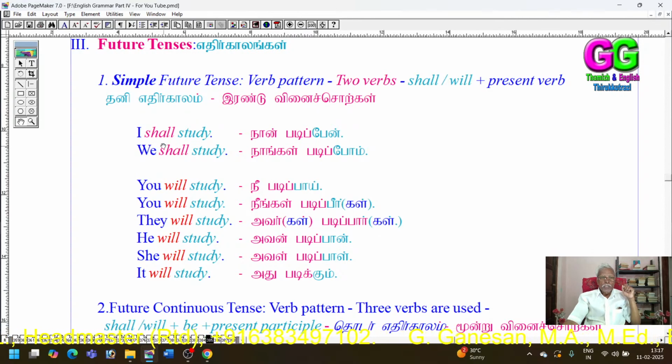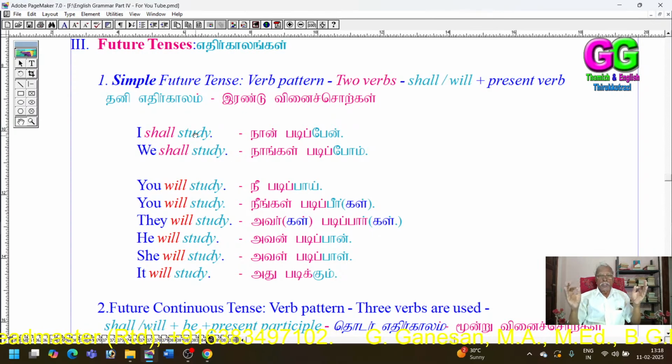Look here. I shall study. Here there are two verbs, shall and study. Shall is the auxiliary verb. Study is the finite verb. My dear children, in English, two forms of auxiliaries are used to refer to future form. They use shall and will. They use shall for first person, will for the second and third person. It is the grammatical rule.